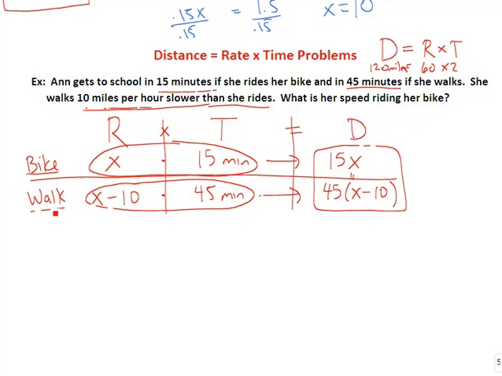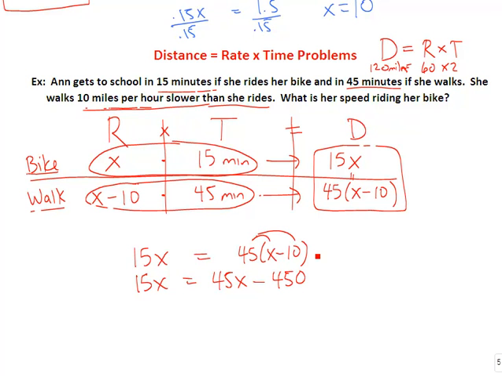So if she bikes a distance of 15x and she walks a distance of 45 times x minus 10, those two distances have to be equal. So our equation is her biking distance equals her walking distance. Now to solve this, we're just going to distribute our 45. 45 times x is 45x. 45 times 10 is 450.